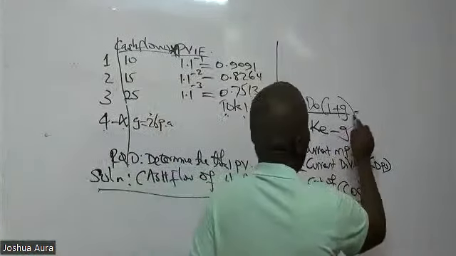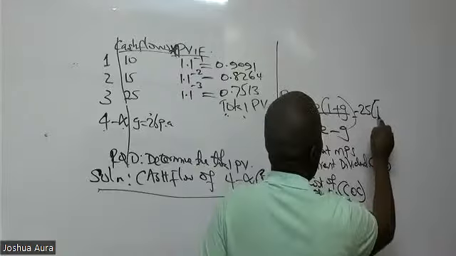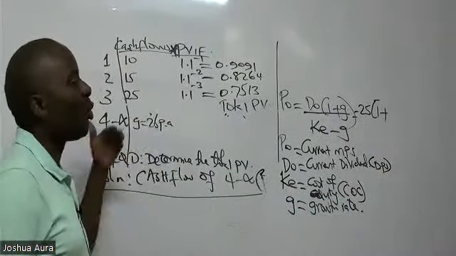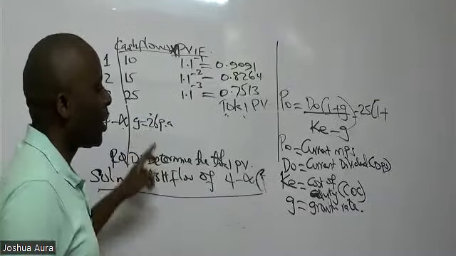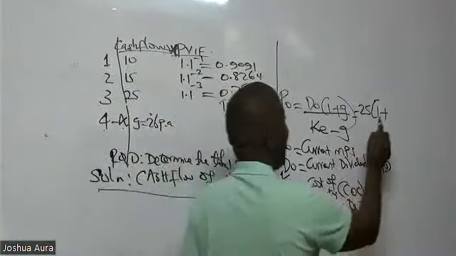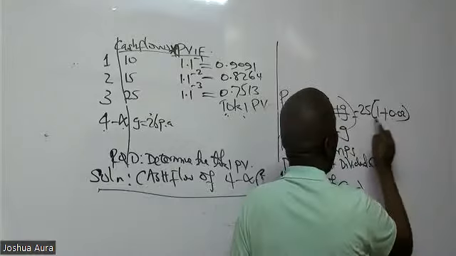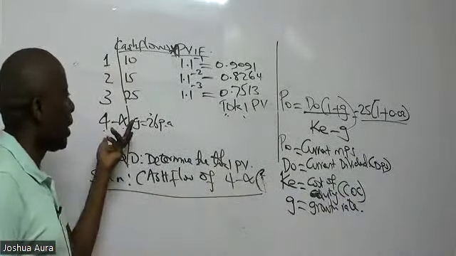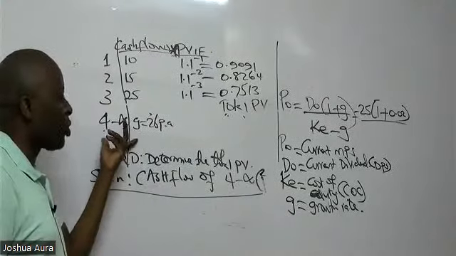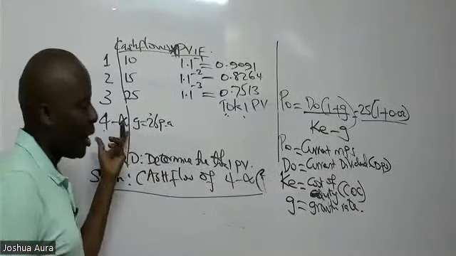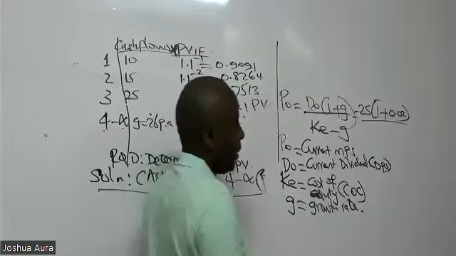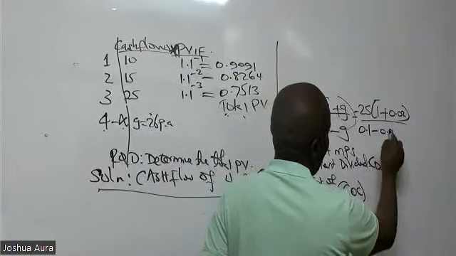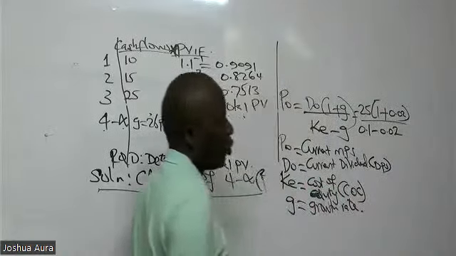We are saying that this will be 25 into 1 plus the growth rate, the perpetual growth rate. The perpetual growth rate is 0.02. So here we have 0.02 all over the cost of equity, which in our case here is the cost of capital. And I remember vividly that our cost of capital here was 10%. You see, 10% is the same as 0.1, minus the growth rate, which is 0.02.